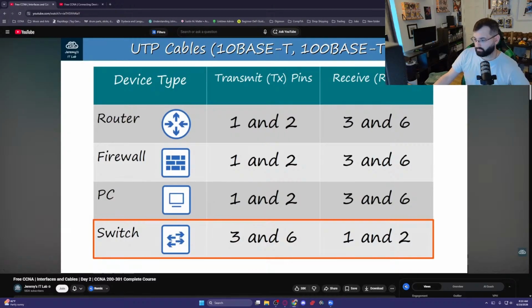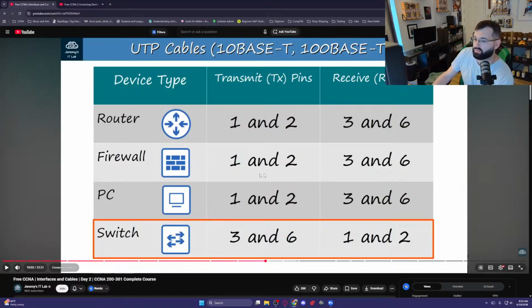Okay. So that means if the computer was talking to the switch, it needs a straight through cable. You know, straight through because you can see that this is how it works. Data's going in and out on the same cables. Okay. And then that means that the PC to the firewall is going to need a crossover. The PC to the router is going to need a crossover. The firewall to the router is going to need a crossover.